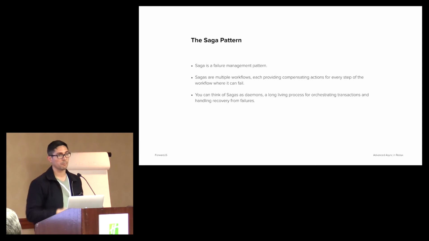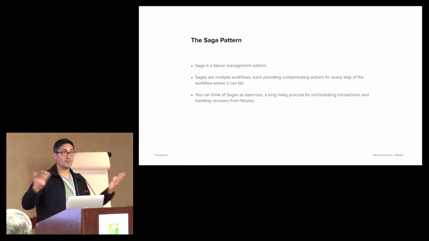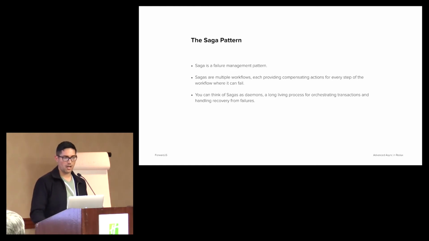The prototypical example is, say you have a travel service that does three things, right? It books your flight, it rents a car, and then books a hotel. So what happens if you're booking your flight and that fails? Chances are you probably don't want to rent a car, and you don't want to book the hotel because you're not going to be there, right? So we're going to want to roll back.